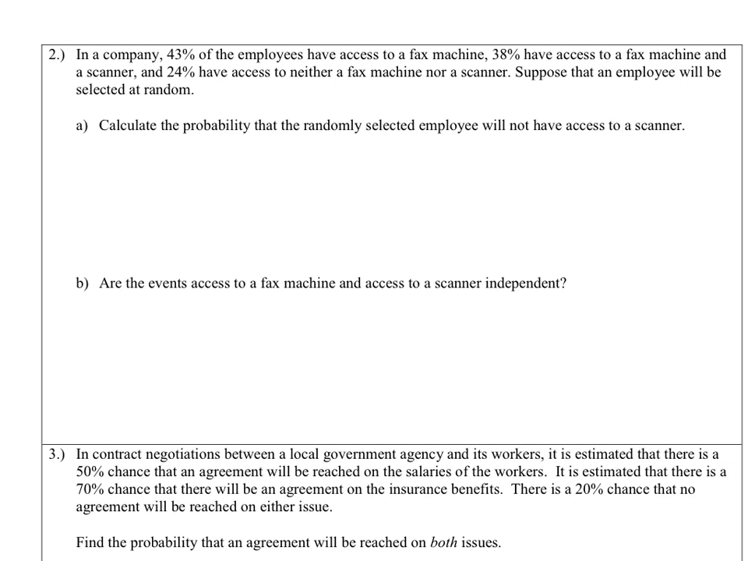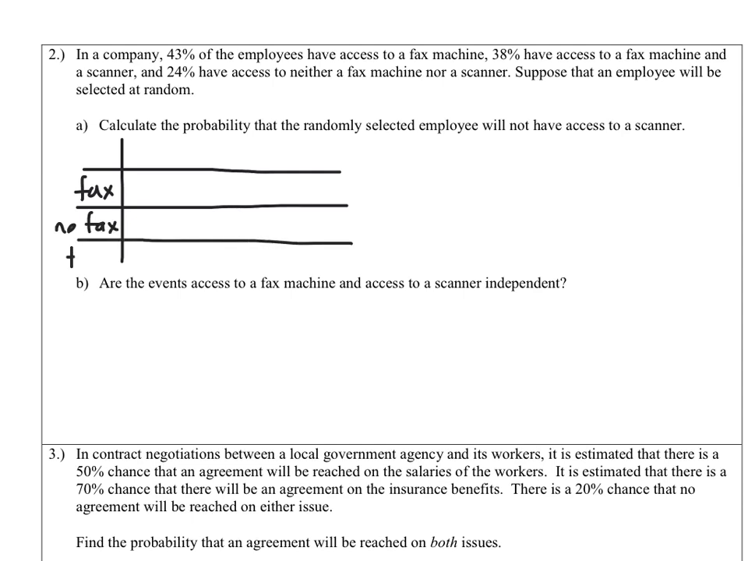So let's set up our two-way table. We have the probability that they have access to a fax machine or no fax machine, and our total. We have scanner, we have no scanner, and total. So 43% of employees have access to a fax machine. So remember, that means that entire row, right? 43% have access to a fax machine. So this total here is going to be 43%.